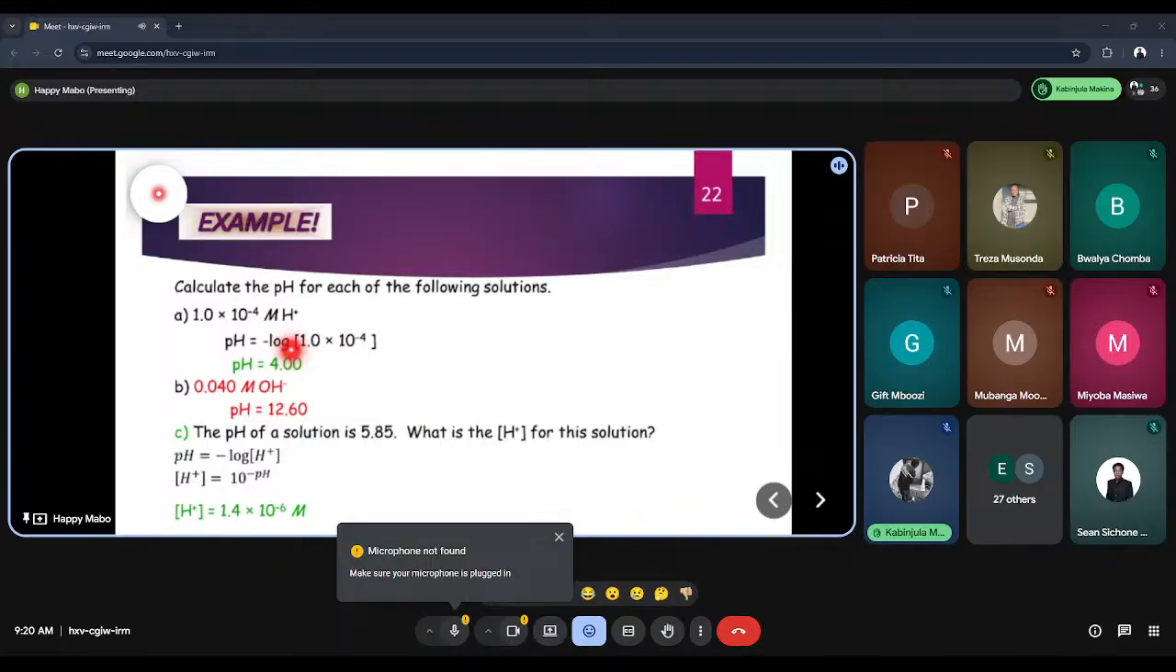So when you find the negative logarithm of the concentration given for this particular acid, you get 4.0. A concentration of 0.040 of a base will give you a pH of 12.6, which is closer to what is expected of a base.